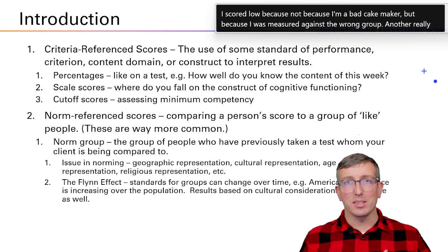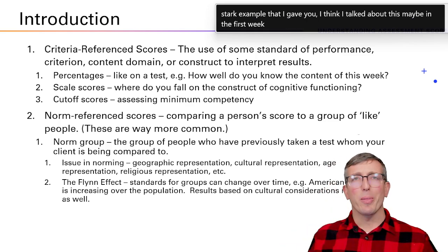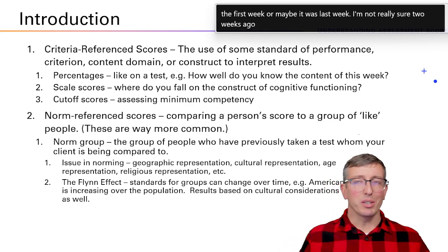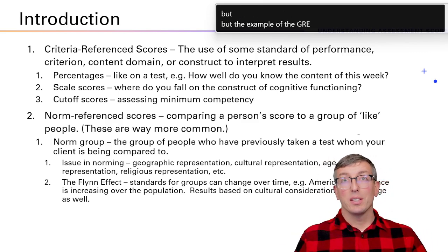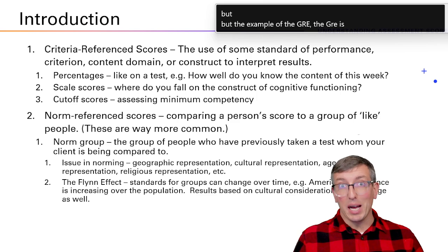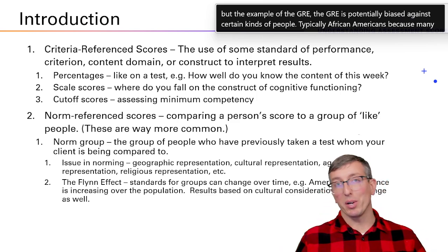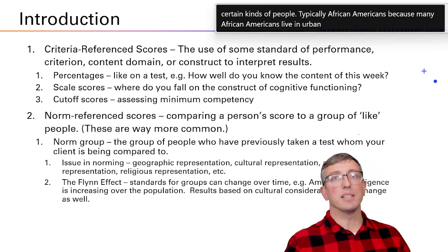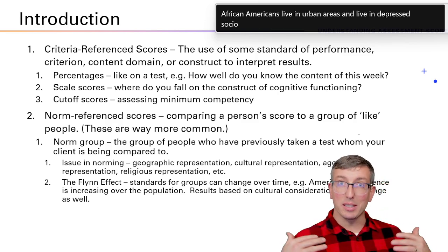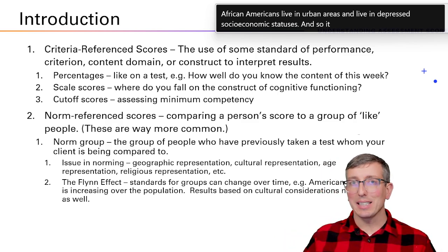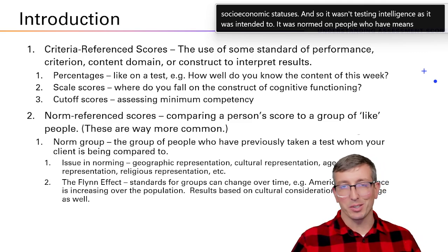Another really stark example that I gave you, I think I talked about this maybe in the first week, or maybe it was last week, I'm not really sure, is the example of the GRE. The GRE is potentially biased against certain kinds of people, typically African Americans, because many African Americans live in urban areas and live in depressed socioeconomic statuses. And so it wasn't testing intelligence as it was intended to. It was normed on people who have means, and it just wasn't really functioning.